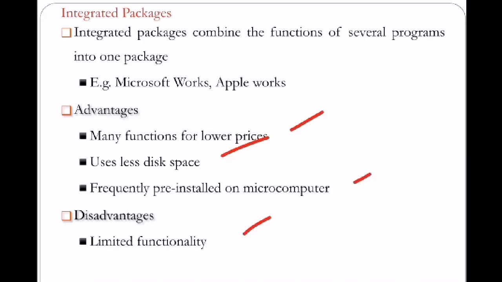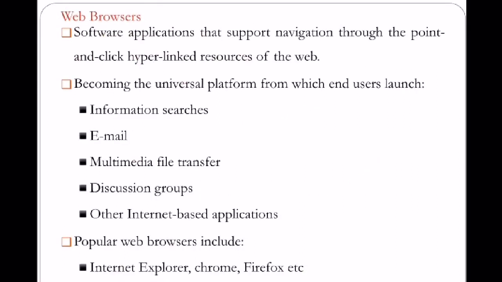We have also web browsers, software applications that support navigation through point and click hyperlinks to the resources of the web, becoming the universal platform from which users launch information searches. Web browsers are ones like Internet Explorer, Chrome, Firefox, which we use often, and we can use them for information search, for emailing purposes, for multimedia file transfer, discussion groups, and other internet applications.